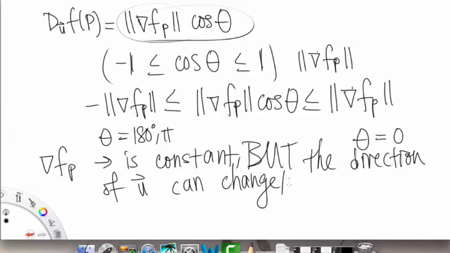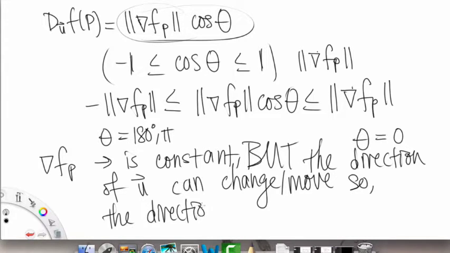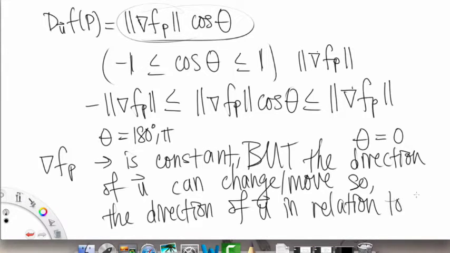We get to pick that, or it's given by the problem, right? But it's flexible, right? It can change or move direction. So we see that that's the only thing that can change the angle, right? So the direction of u in relation to our gradient basically determines the cosine of our angle.